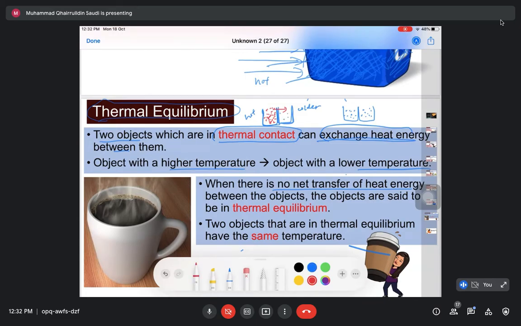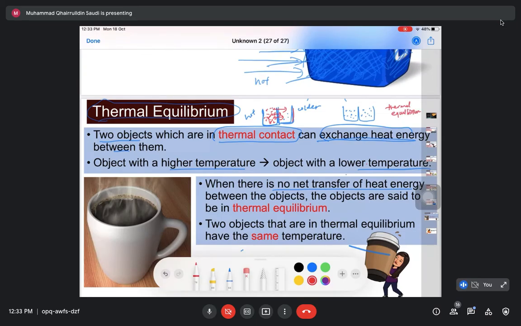Okay, so bila there are two objects, contoh hot object and kita ada cold object, when they are in thermal contact, mereka dalam contact with each other, the heat energy will flow from the higher temperature object to object with lower temperature. Dia akan pergi situ. Why? Because they want to achieve thermal equilibrium, okay? Heat flow because they want to achieve thermal equilibrium.